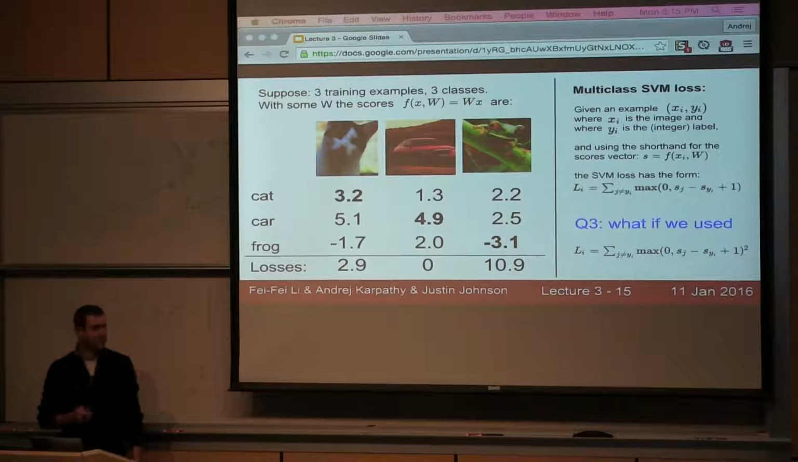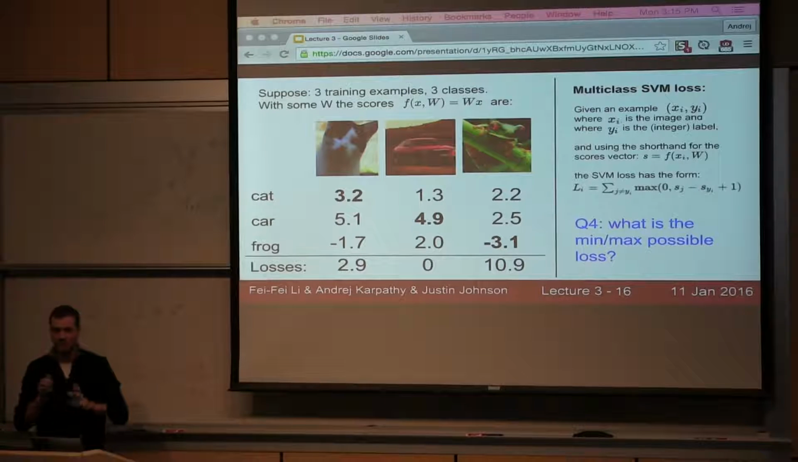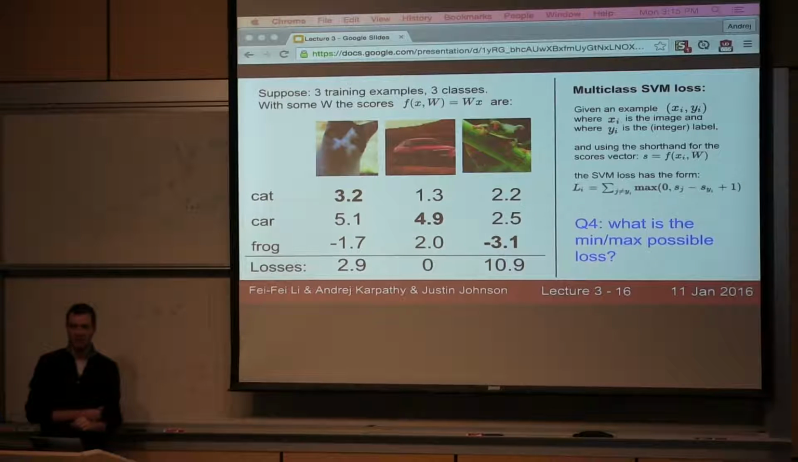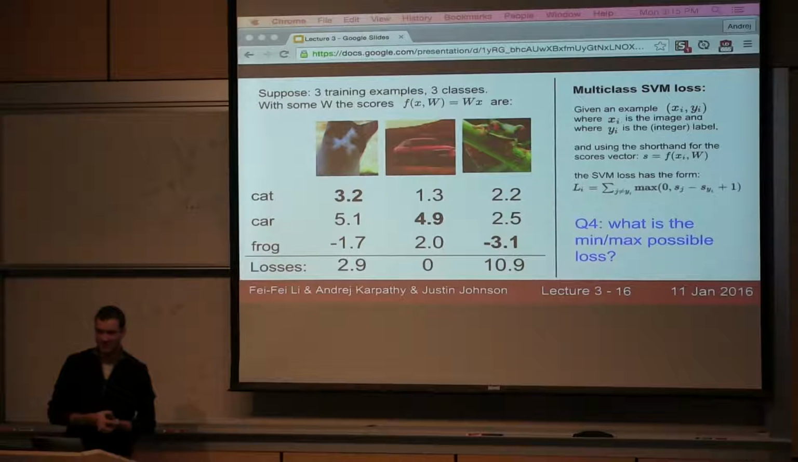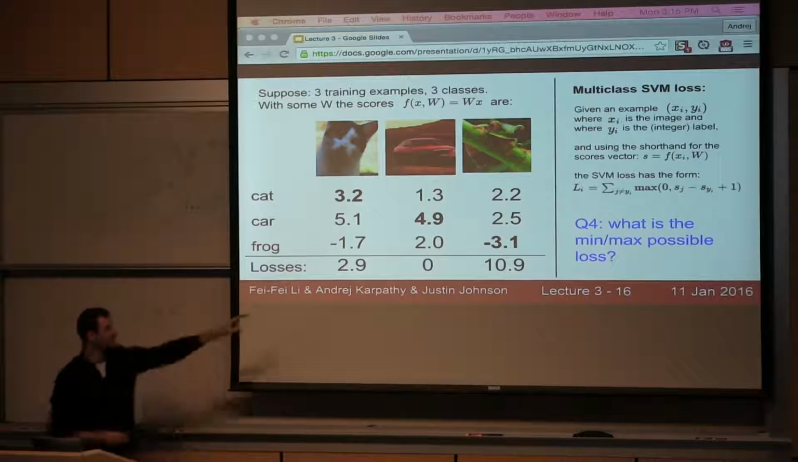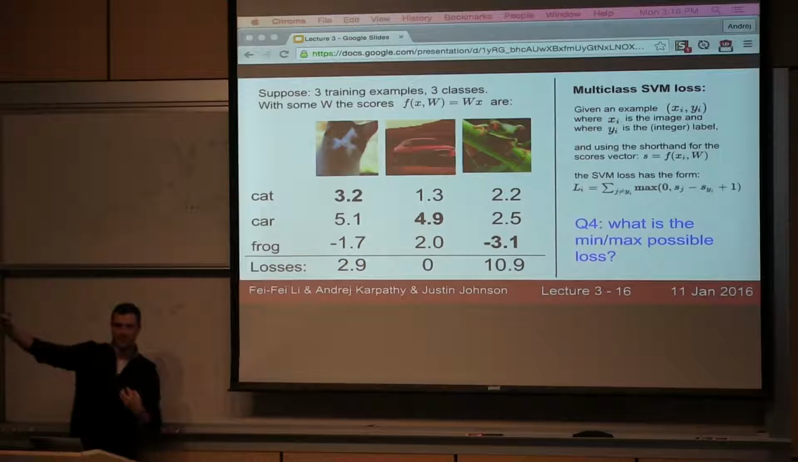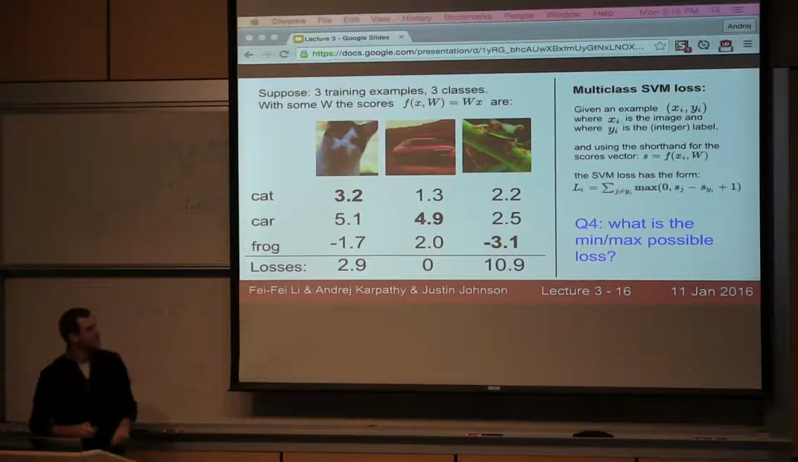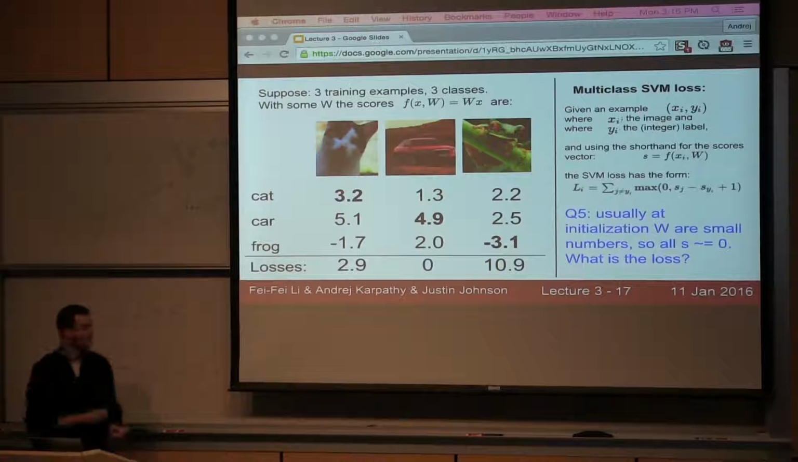Let's also think about the scale of this loss. What is the min and the max possible loss that you can achieve with the multi-class SVM on your entire data set? What is the smallest value? 0, good. What is the highest value? Yeah, it's infinite, right. So basically, these scores could be arbitrarily terrible. If the score assigned to the correct example is very, very small, then your loss is going to go to infinity.